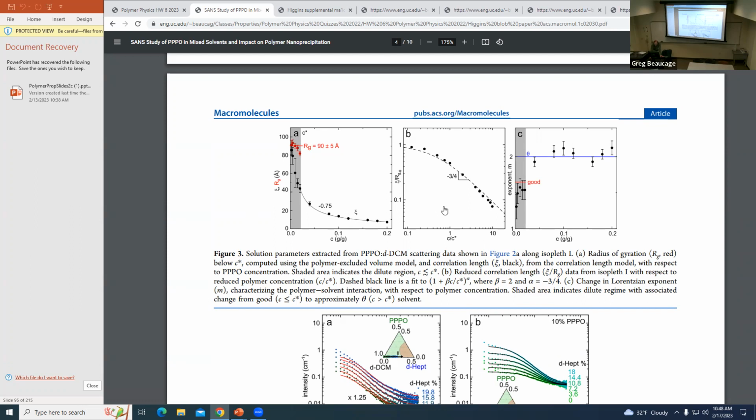All right, so one thing they do is they say, we're in the good solvent, so the exponent is 5/3, 1.67, and then boom, it goes to 2. It's a discrete transition, right? And we know that isn't true. That's not how these things work.